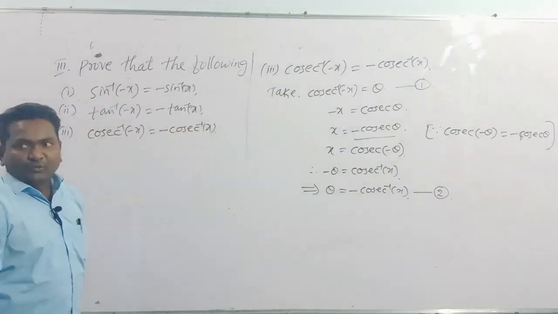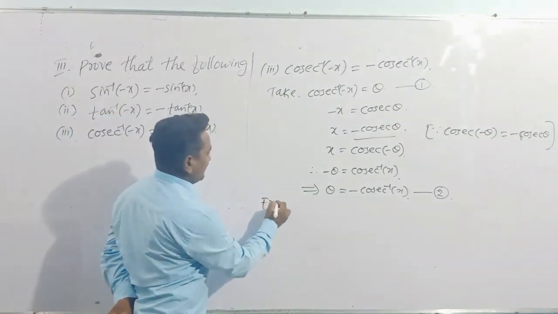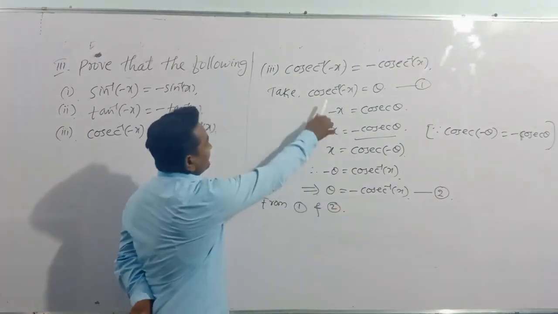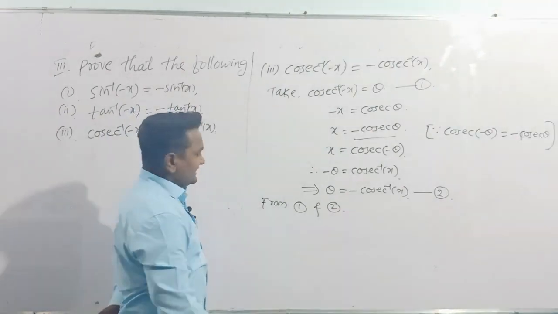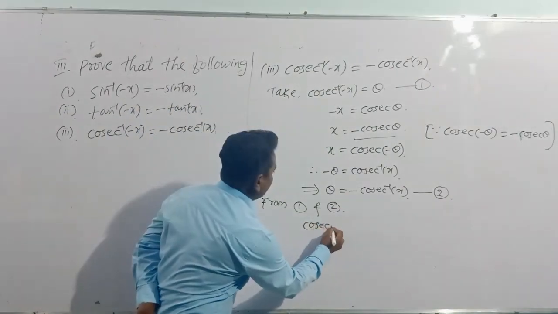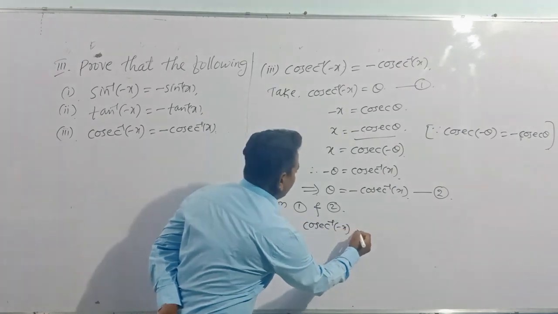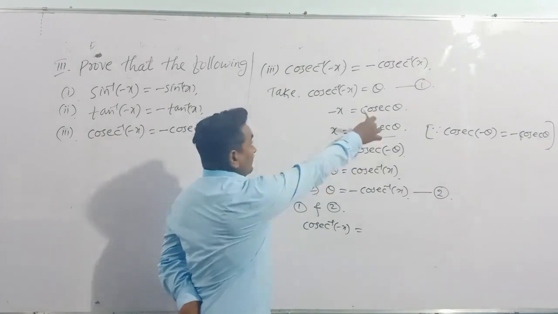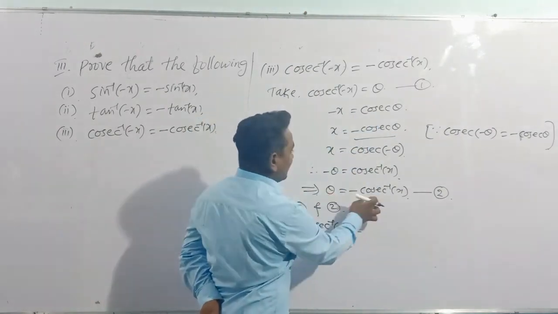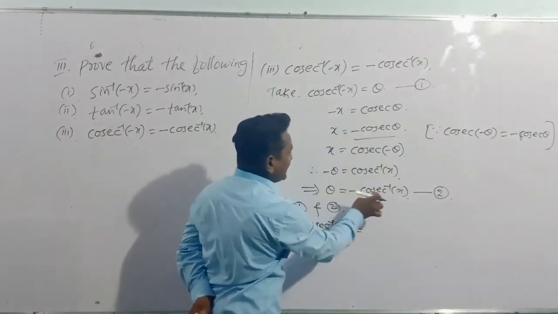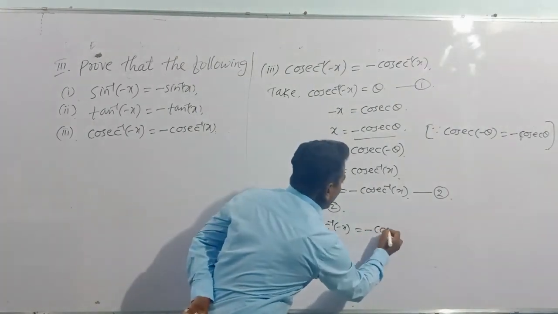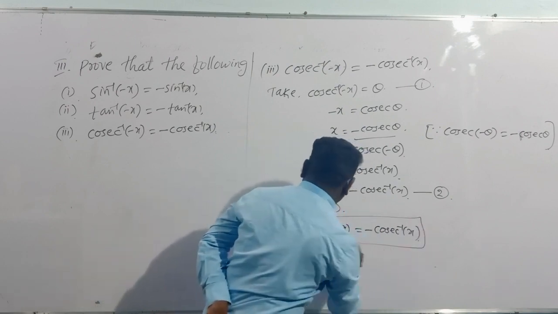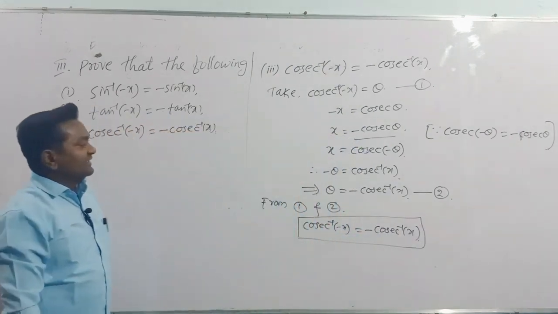From 1 and 2, equation number 1 LHS is cosec inverse of minus x, equals equation number 2, where the theta value is there. In place of theta put its value, that is minus cosec inverse x. Hence the proof of this property.